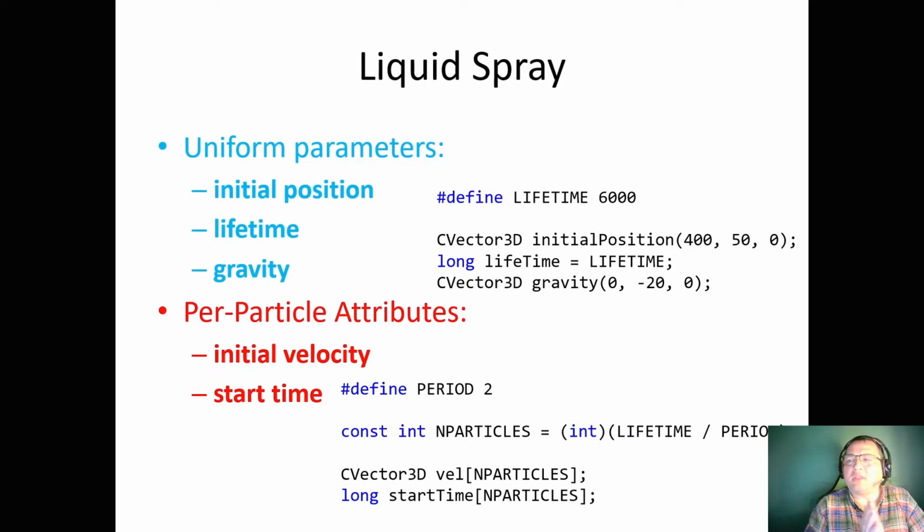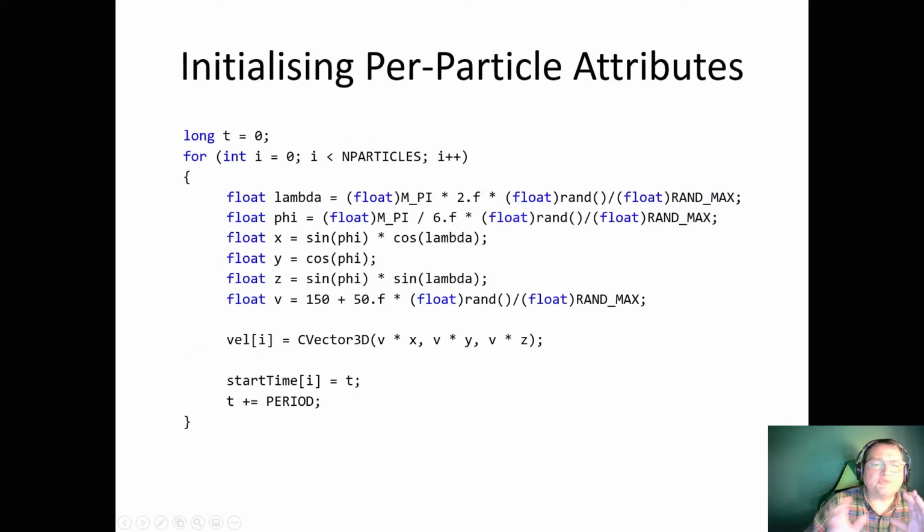Now, having these two arrays, how can we initialize them? Here is the code snippet. We initialize t to 0. T will be time, so that's time of 0, and we have an iteration from 0 to n particles, so this block of code will be repeated 3000 times, once per each of our particles.